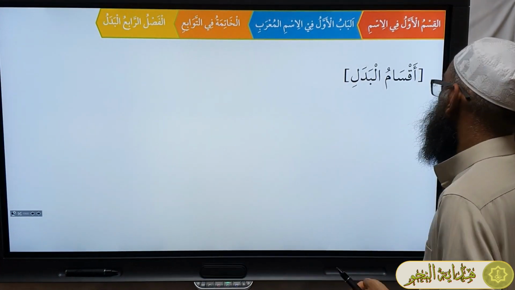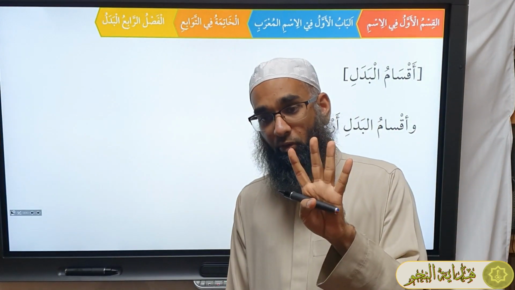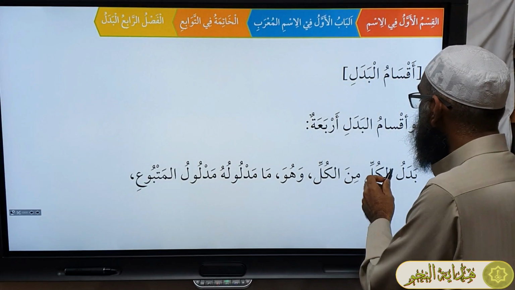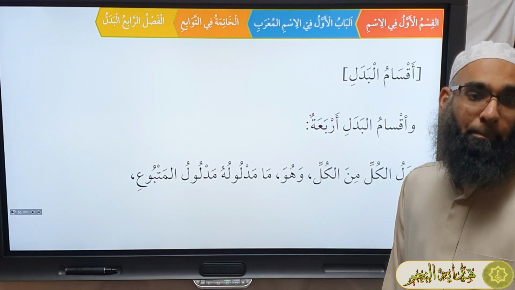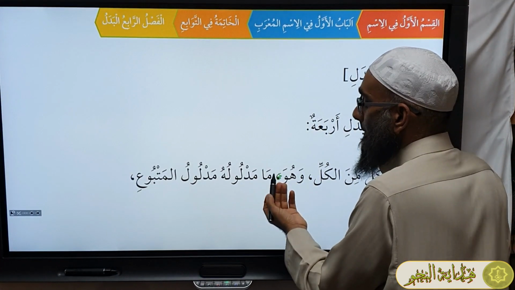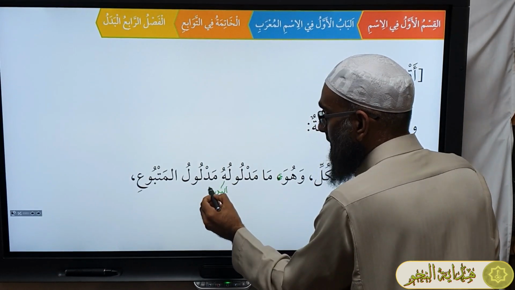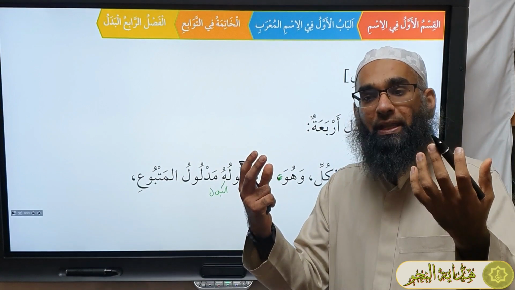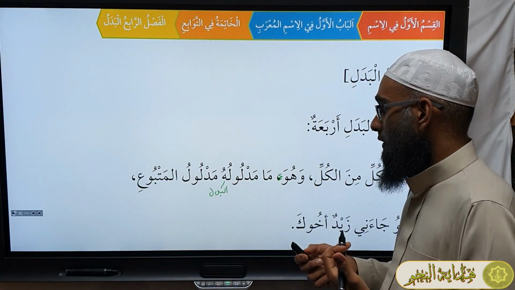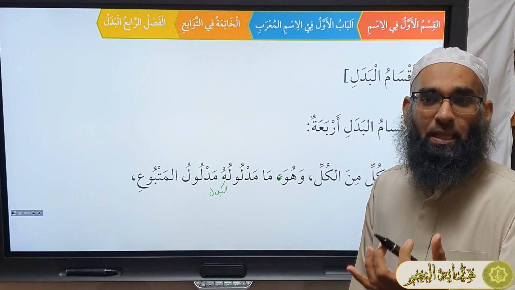Okay? So now he's saying here there are 4 types of badal. How many types of badal are there? 4. The first is called badalul kulli min al kull. Badalul kulli min al kull. This is what? Wahuwa ma madluluhu. The madlul of the badal. What does madlul mean? The image that comes to mind. What is denoted by the mubdal minhu is the exact same thing that is denoted by the badal.